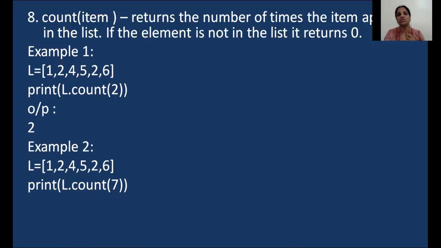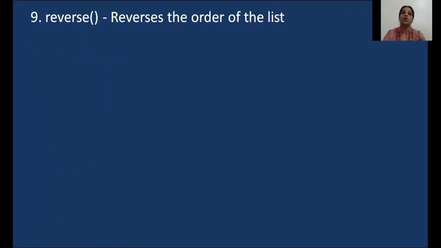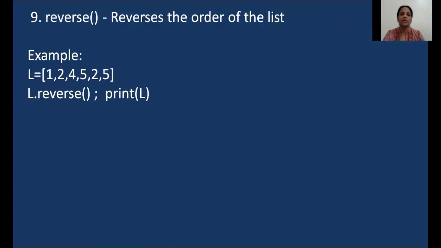Then what does the function return? 0. So the function returns a 0. Okay, so let's go ahead. The function called reverse, the name itself tells you what this function will do. It will reverse your list. So if you have your list as 1, 2, 4, 5, 2, 5, it's just going to be 5, 2, 5, 4, 2, 1 the minute you reverse the list.